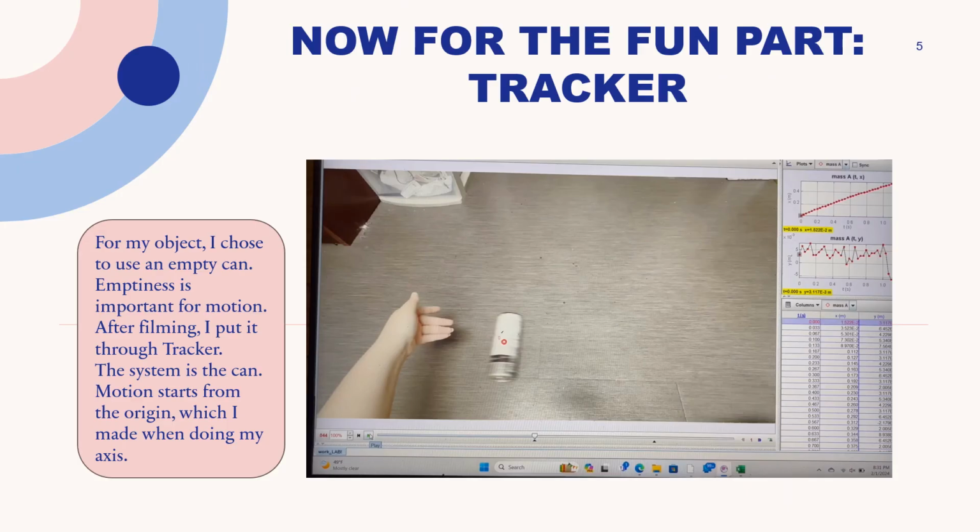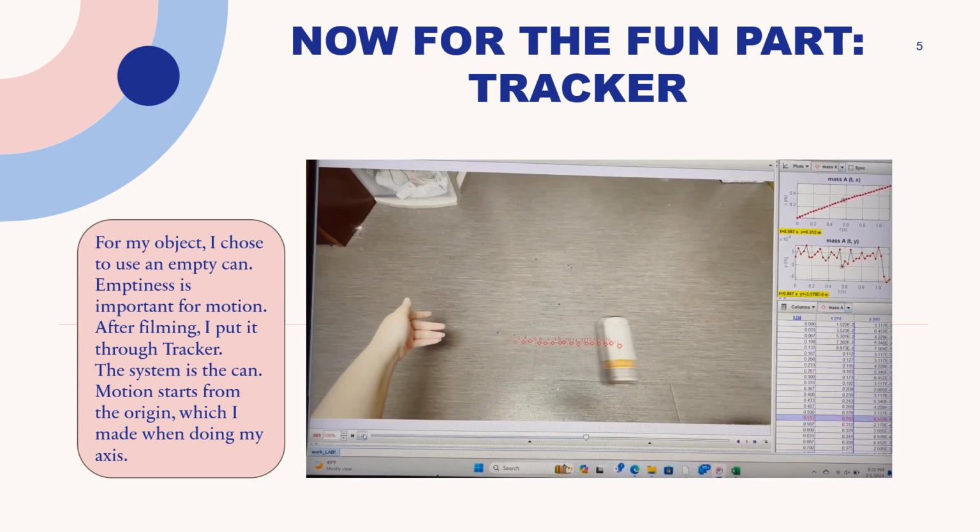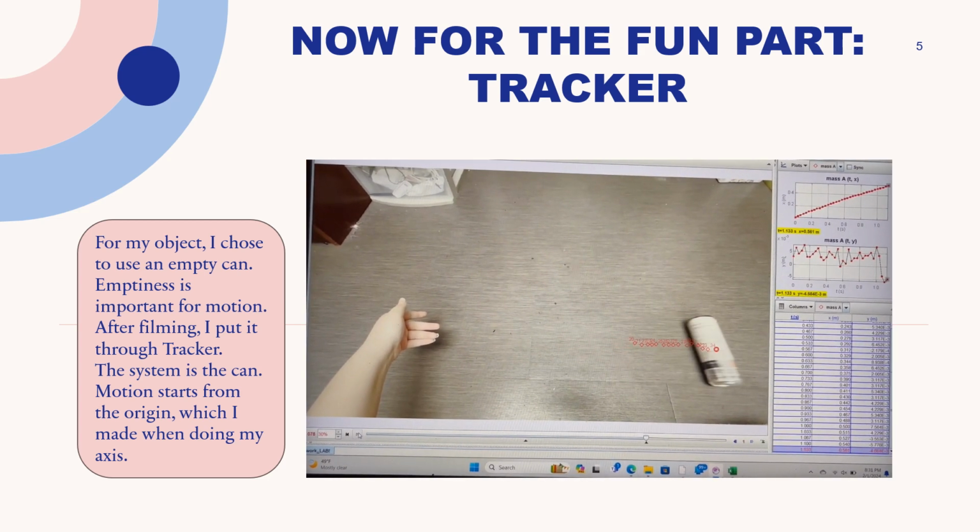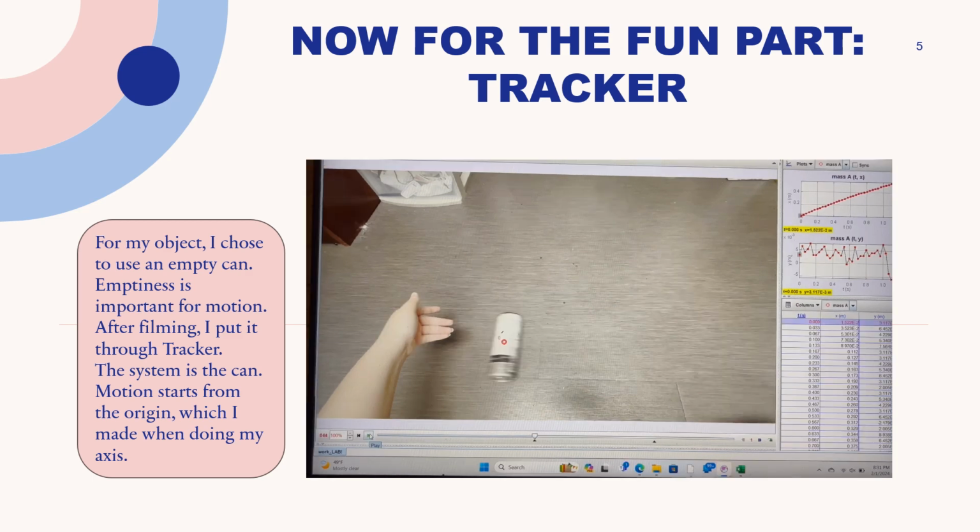So now for the fun part, Tracker. For my object, I chose to use an empty can. Emptiness is important for motion. If it had any sort of liquid in it, that could affect my data, that could affect the motion. After I filmed the video, I put it through Tracker here, and the system is the can, and the motion starts from the origin, which I used when doing my axes. I also calibrated using the size of the can, which is 0.159 meters, and here is when it's moving. As you can see, it tracks all of these data points, and I can use those later on in GlowScript.